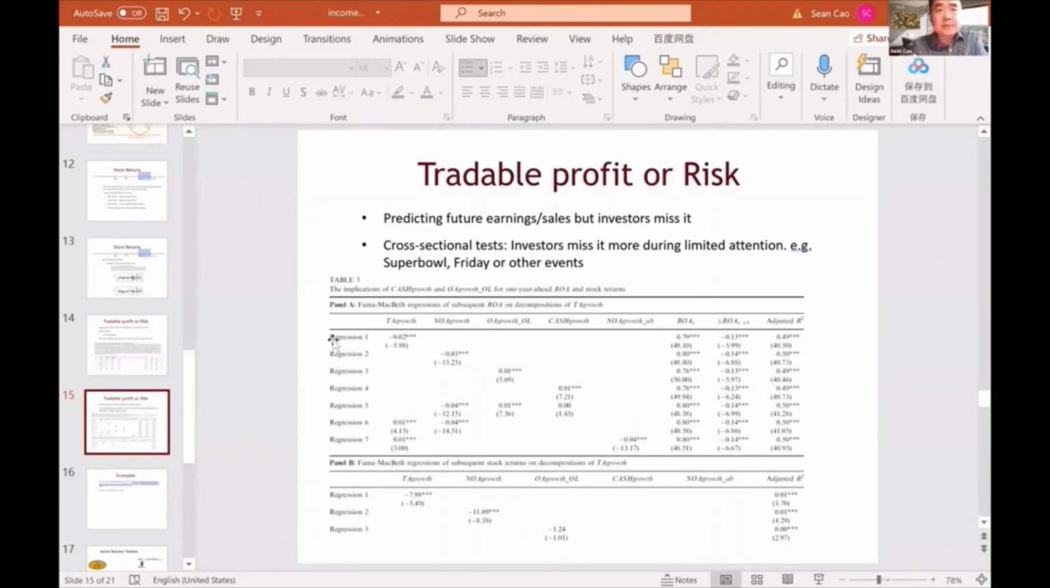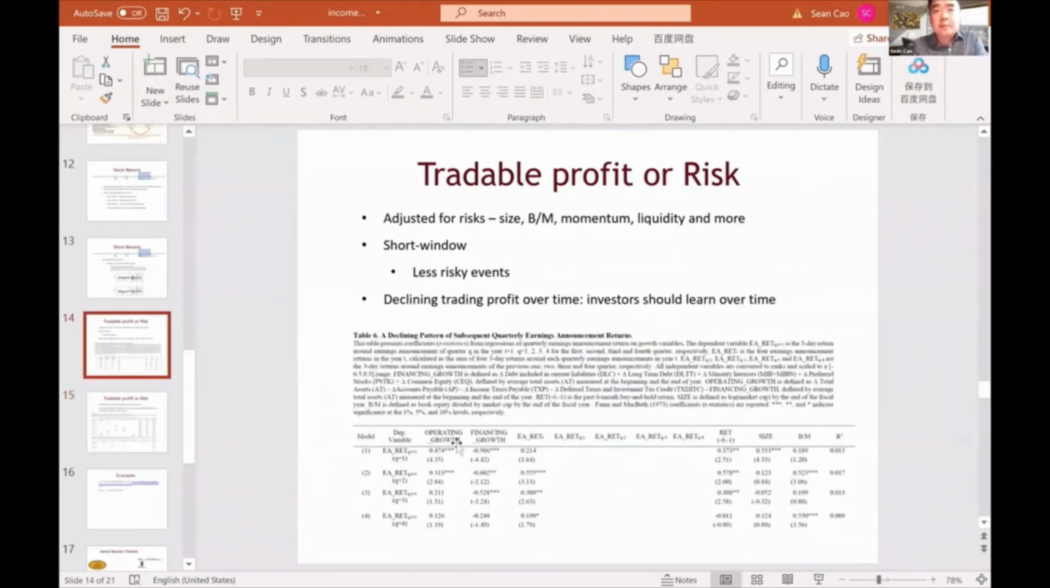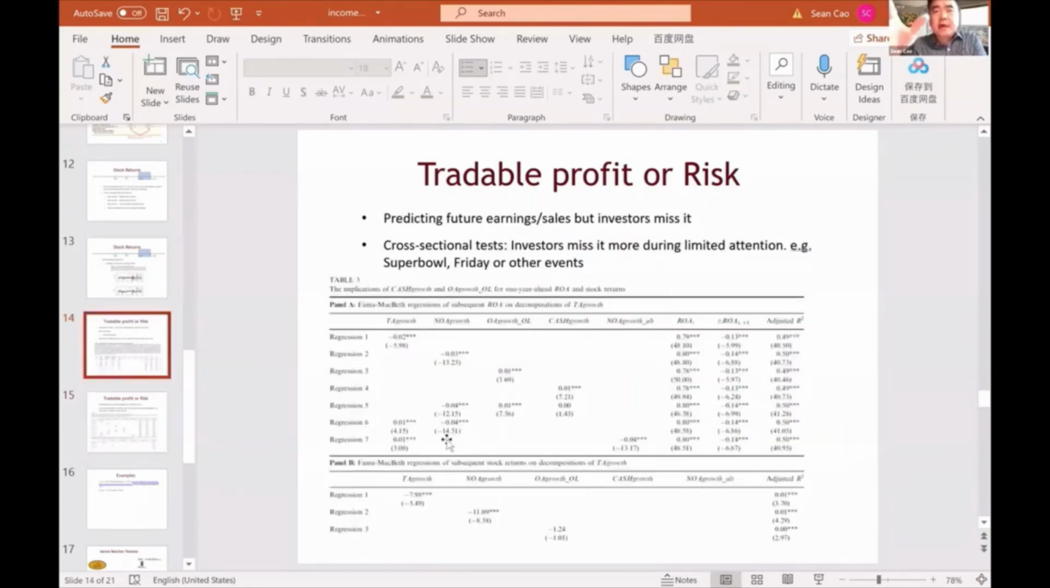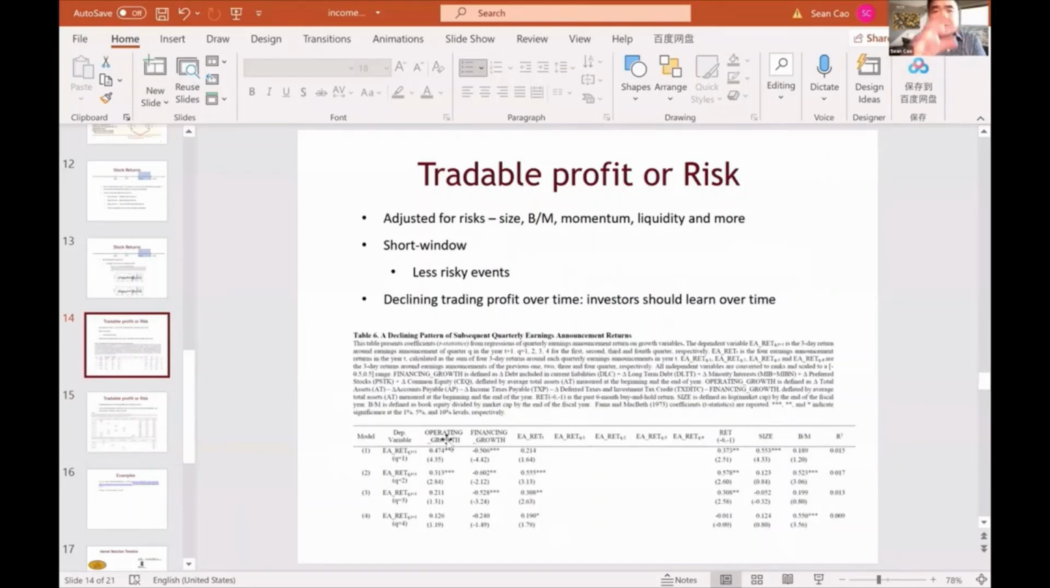So how do I know this operating growth is good stuff? Normally you have to do two things. You use the operating growth to predict future earnings, future sales, and then you test whether other investors understand the implication of operating growth for future performance and future stocks.